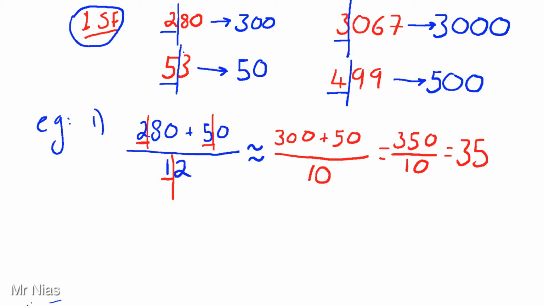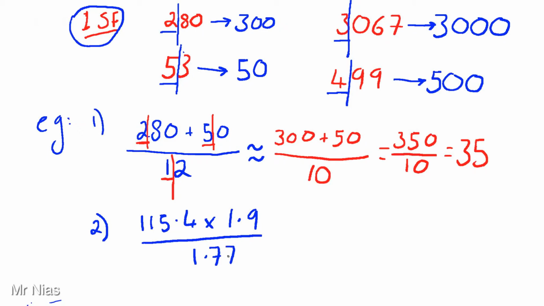Okay, let's do another question. Number 2 then, and you can write these down in a second before you start doing some work. Let's do 115.4 times by 1.9 divided by 1.77. Okay, so it looks like a tough sum on the face of it, but it's all right because we're going to estimate it. All the things today are all about estimating. So my answer is going to be approximately equal to.